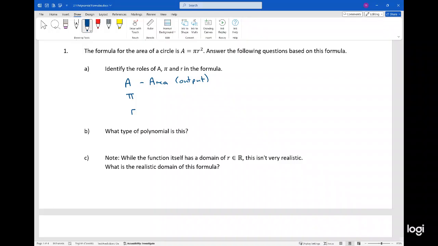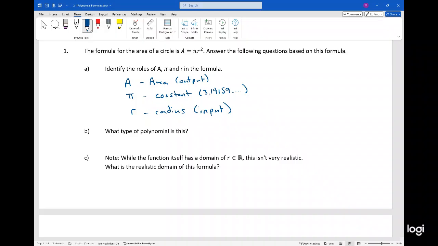Pi is not actually a variable. It's a constant. And it's 3.14159, etc. For our purposes, if you have a pi button on your calculator and you'd like to use it, fantastic. If you don't have a pi button or you don't want to use it, feel free to round this off to 3.14. It's a little bit of rounding error, but it'll be close enough that it won't affect any of our answers. Okay, and r is the radius of the circle we're looking for the area of, and it can be thought of as the input. We put in the radius, we square it, we multiply by pi, we get out the area.